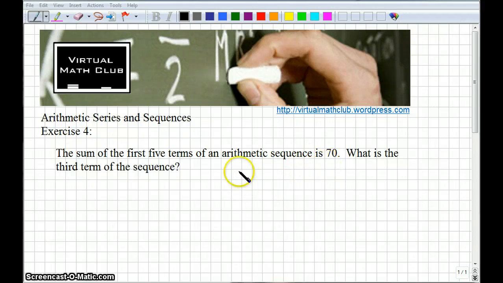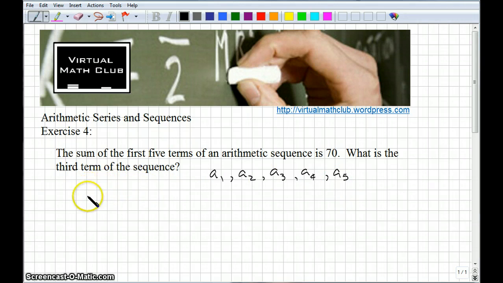So, we don't know a whole lot, but let's just go ahead and list out this series as if we knew what it was. So we could list out A1, A2, A3, A4, and A5. Those are our 5 terms. And we know that the sum is 70. So we don't know any of these numbers, but we won't let that stop us. We'll use letters instead of numbers and pretend like we know.